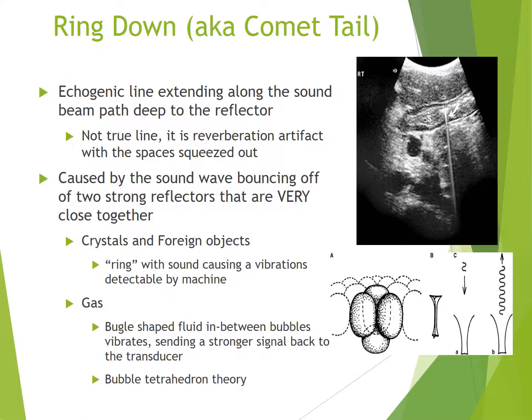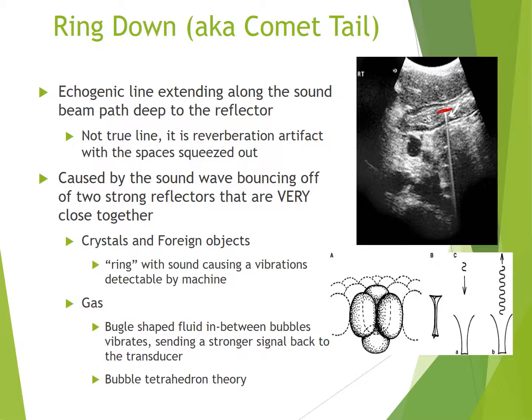Ring down artifact is also known as comet tail, and it actually looks a lot like reverberation, except all those equally spaced lines are really, really compact. They're still equally spaced, but they're super, super close to one another. So what it ends up looking like is an echogenic line that extends along the sound beam path from the reflector. So here's our example.